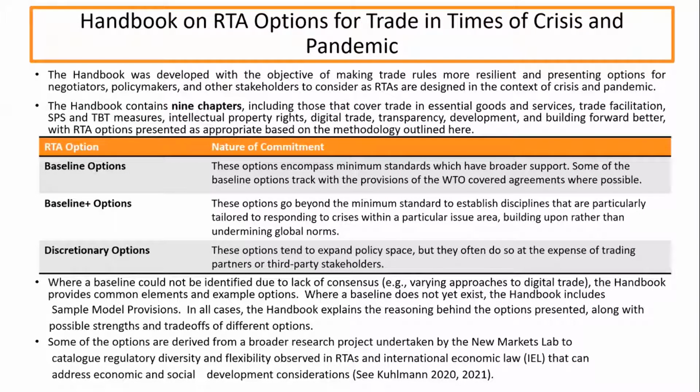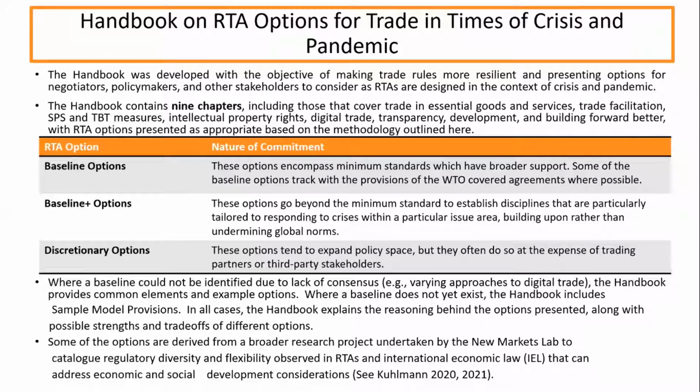The handbook was developed with the objective of making trade rules more resilient and presenting options for negotiators, policymakers, and other stakeholders to consider as RTAs are designed in the context of crisis and pandemic going forward. It contains 9 chapters, including those that cover trade and essential goods and services, trade facilitation, SPS and TBT measures, intellectual property rights, digital trade, transparency, development, and building forward better. And in most cases, where possible, RTA options have been presented based on a methodology that I will now briefly outline and which you can see in this slide.